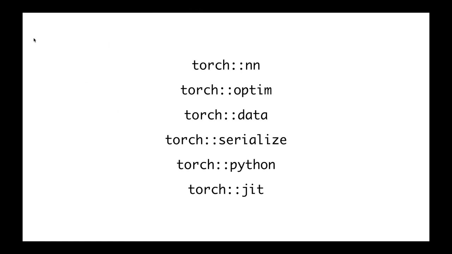The Optim package is there. The data loading package is there. The serialization utilities are there. There are some utilities to exchange data between C++ and Python programs, so you can mix both languages in a single project really easily. And then there's also the JIT namespace, which gives you access to a just-in-time optimizing compiler to execute the models that you have likely authored in Python.